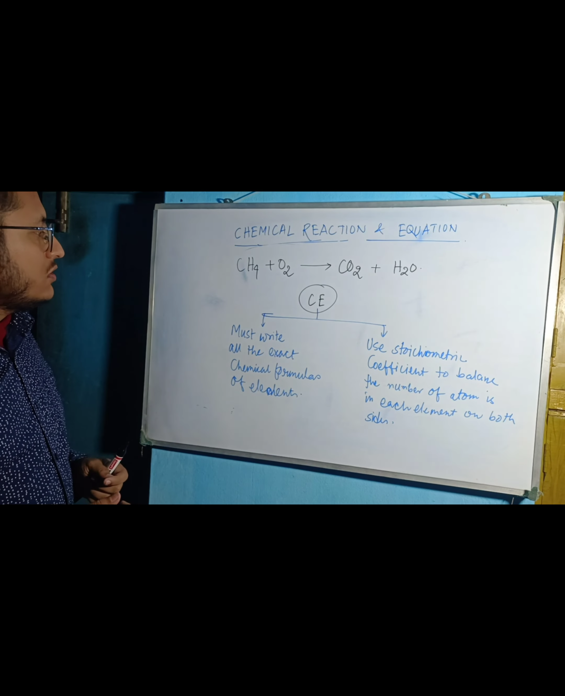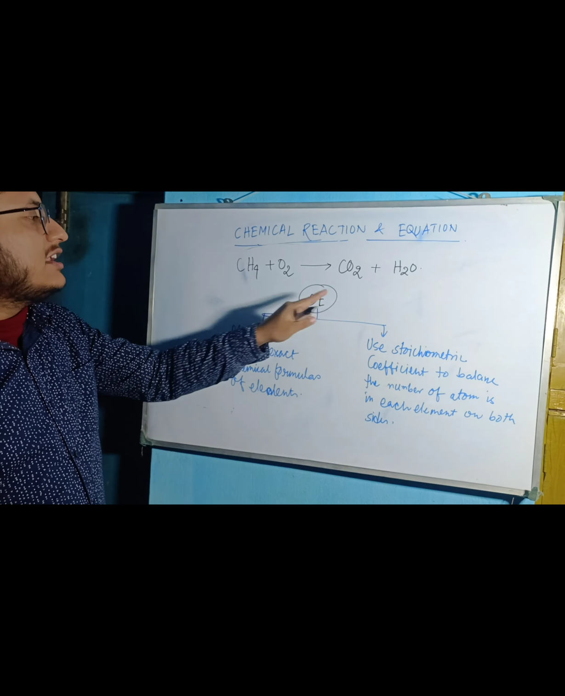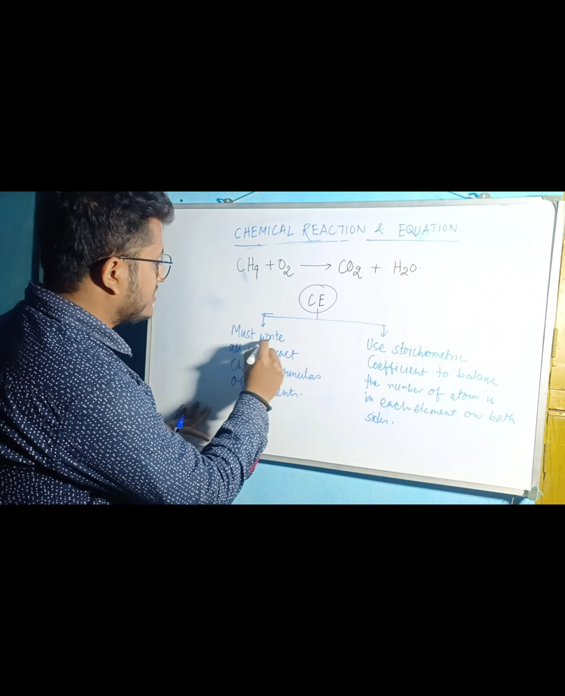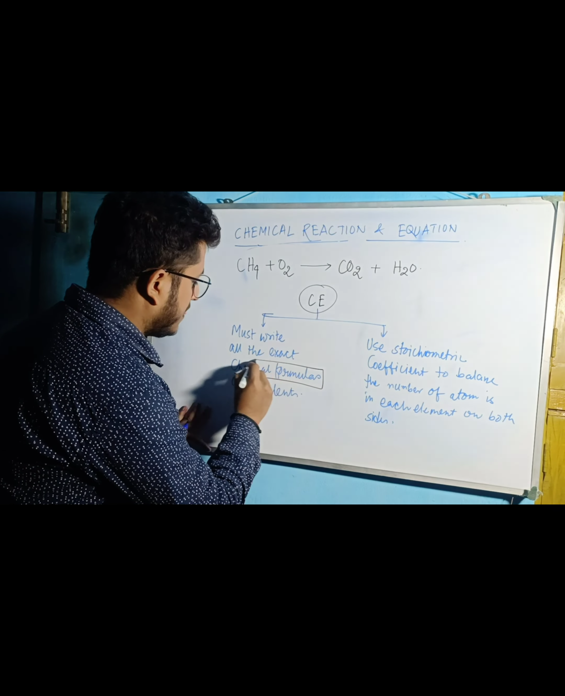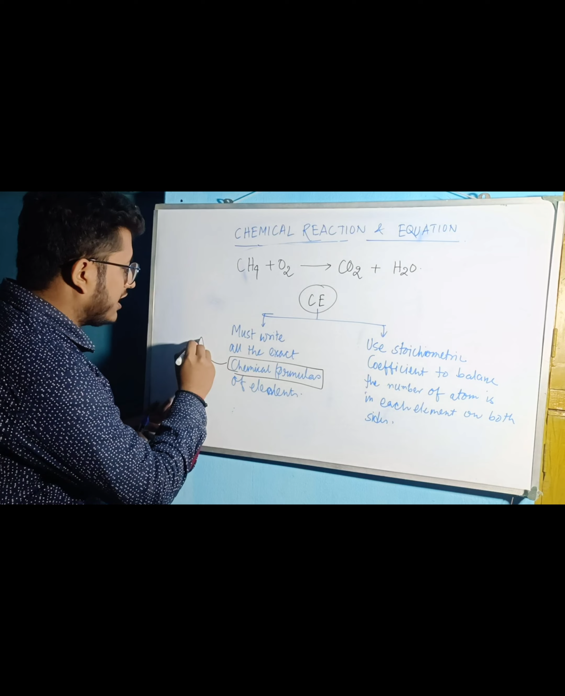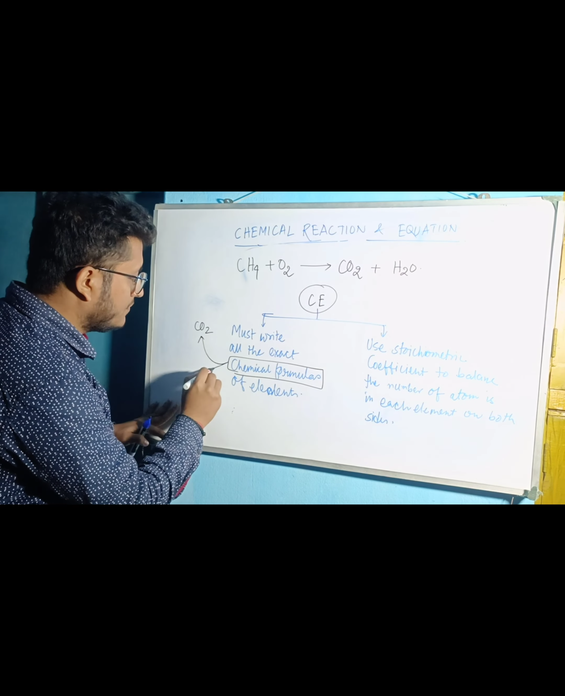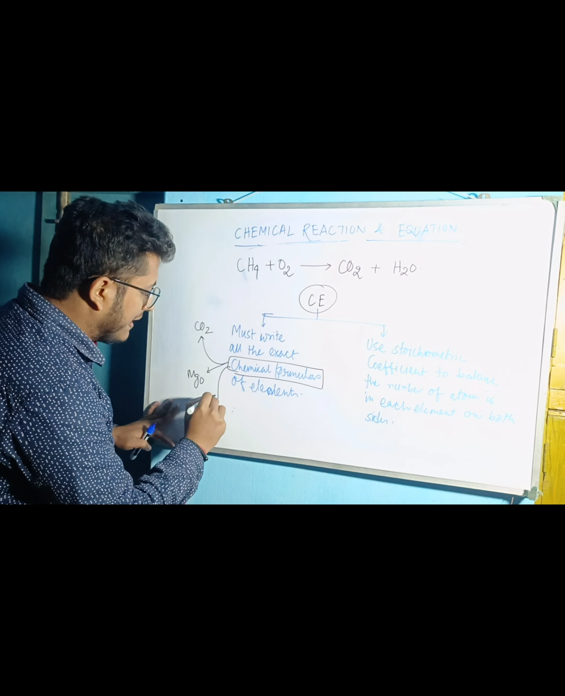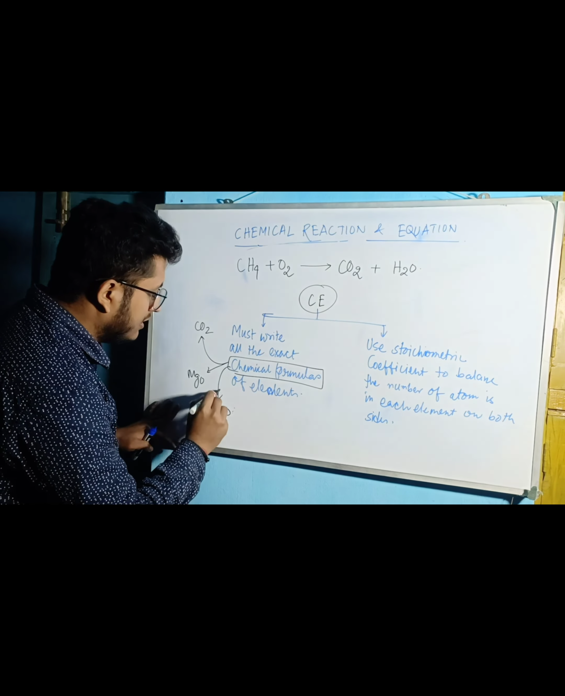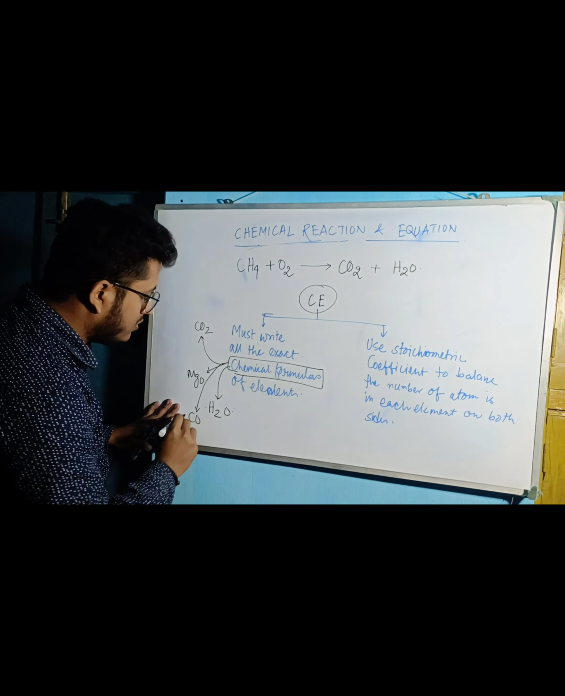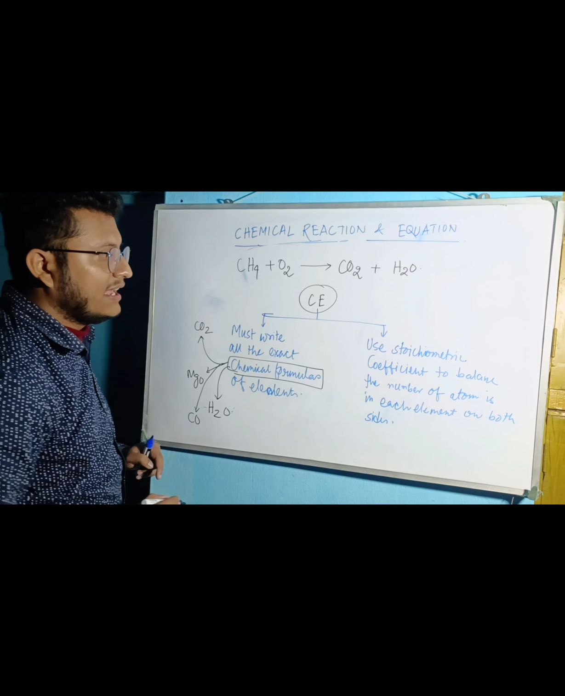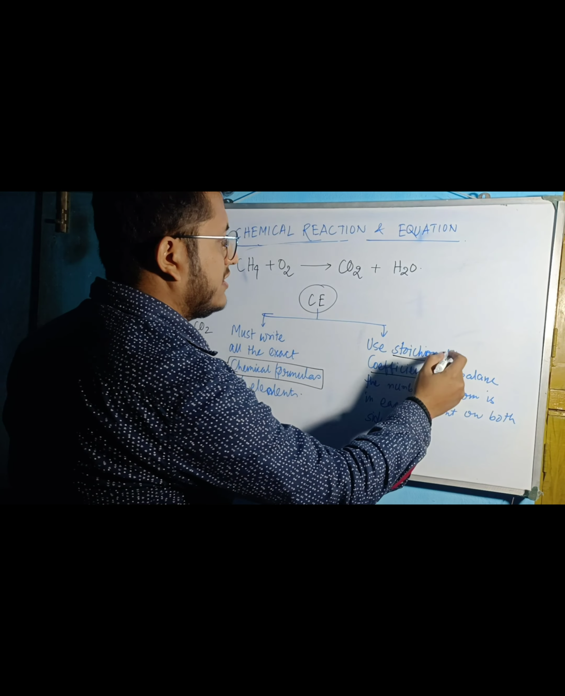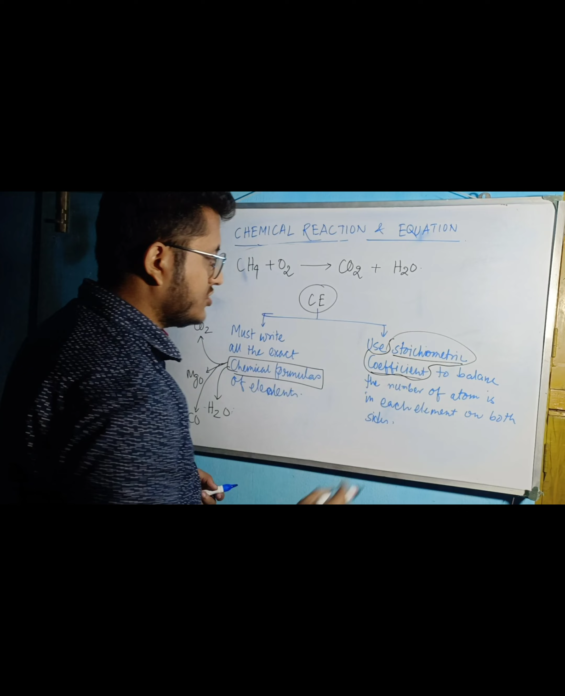So when we write a chemical equation, first keep in mind that you must write all the exact chemical formulas. Like carbon dioxide's chemical formula is CO2, magnesium oxide is MgO, water is H2O, and carbon monoxide is CO. These are called the exact chemical formulas. Now come to the stoichiometric coefficient. Let's illustrate it with examples.